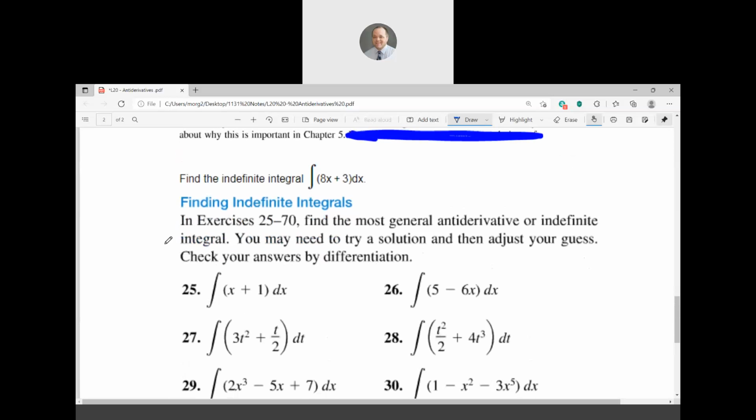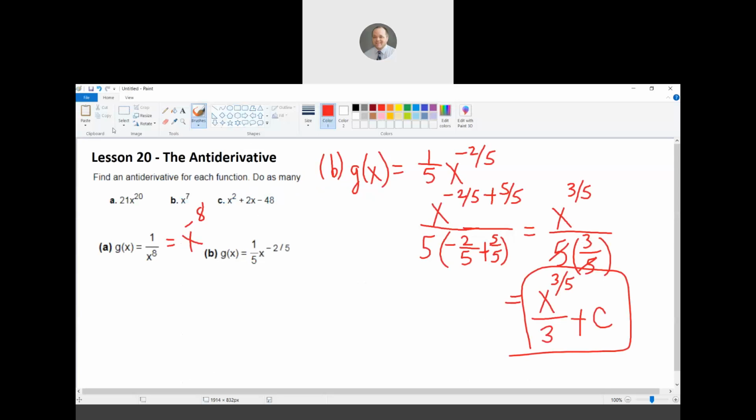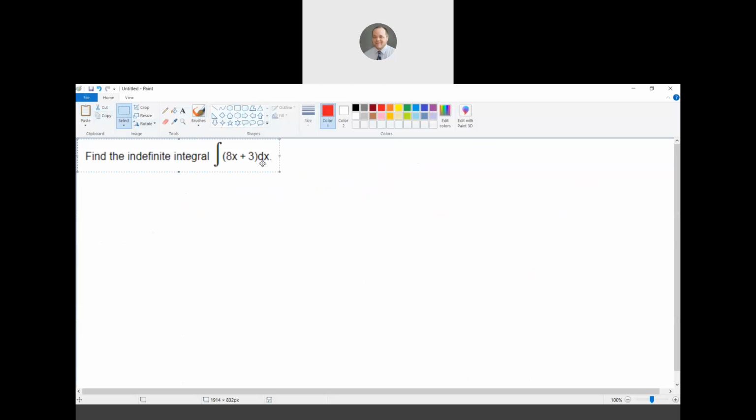So we are doing pretty much the same thing as before when we had to find the antiderivative. It's just worded and shown or depicted differently. So let's start with the first one here. And this is still less than 20, the antiderivative. Find the indefinite integral of 8x plus 3 dx.